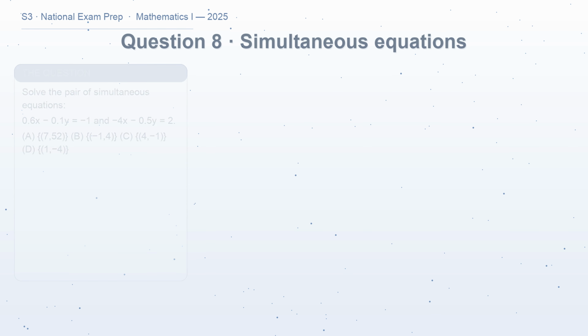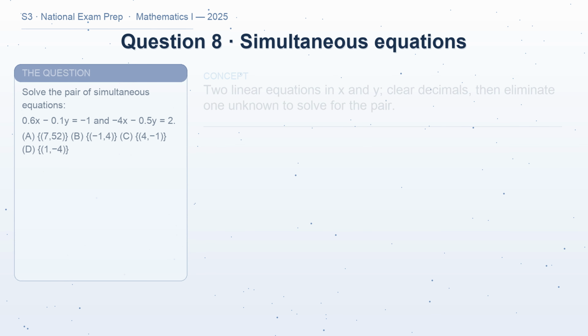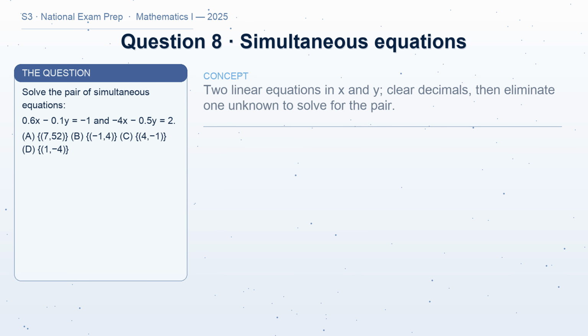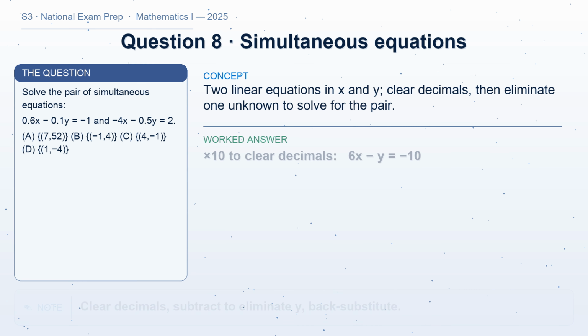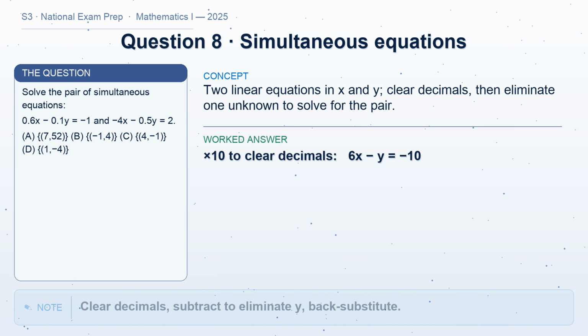Question 8. Solve the pair of equations. 0.6x minus 0.1y equals minus 1 and minus 4x minus 0.5y equals 2. Decimals are awkward, so the first move is to multiply through to make everything whole. Then we eliminate one unknown by combining the equations.